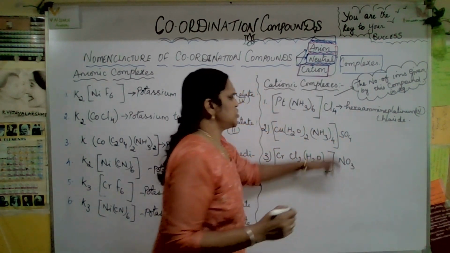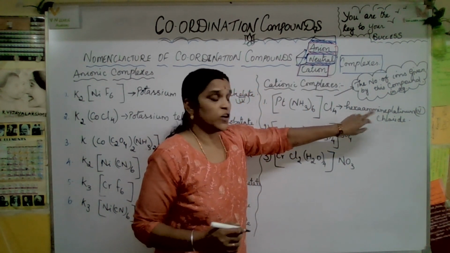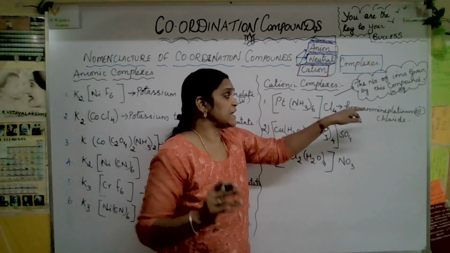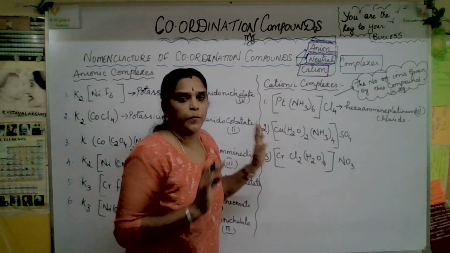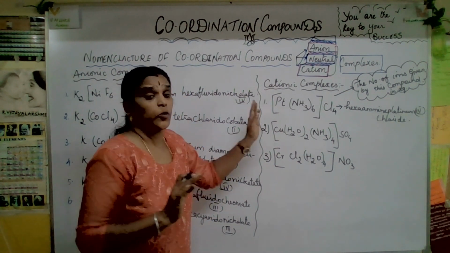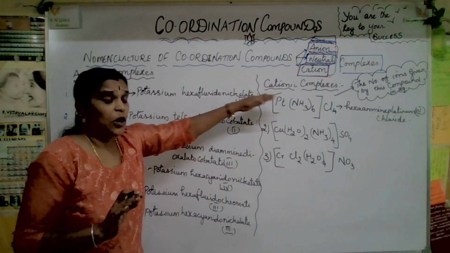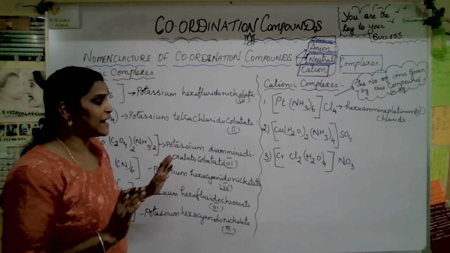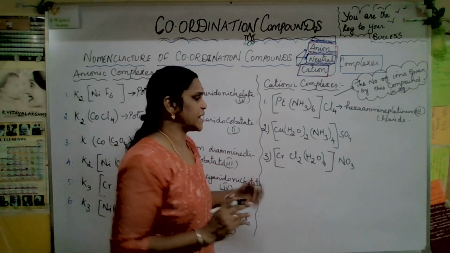See, everything should be small letter only. There are no caps, and inside the coordination sphere it has to be in one word only. Hope you're clear with that. So how to write anionic complexes, how to write cationic complexes, I hope you got a clear idea. Okay, come on, let us go through some more examples.